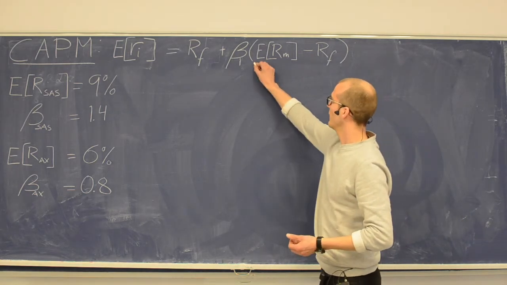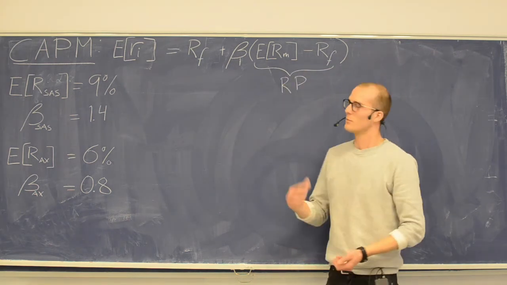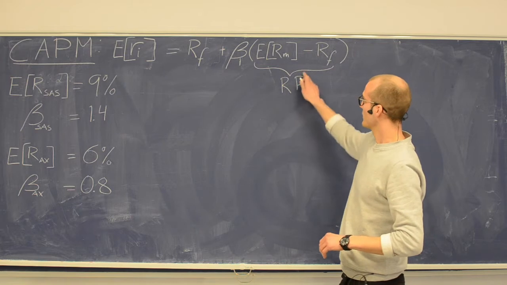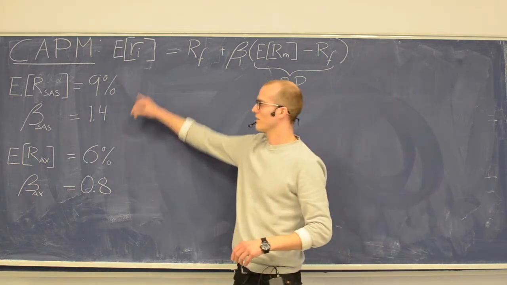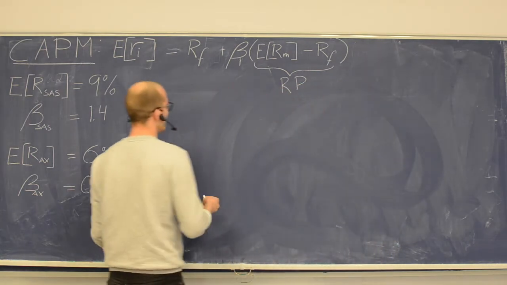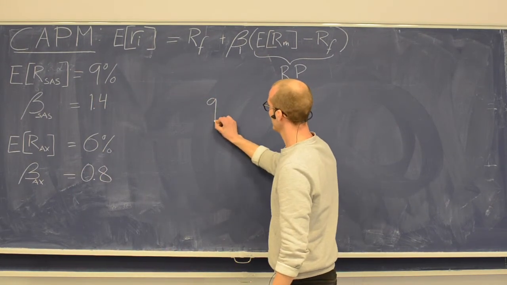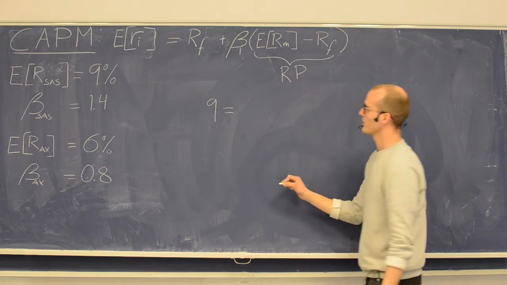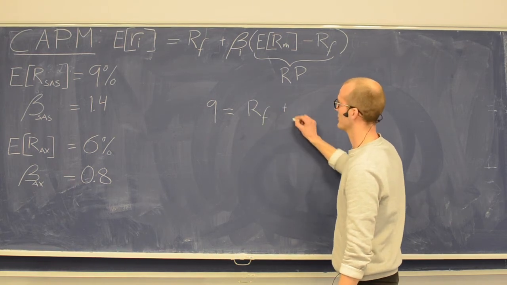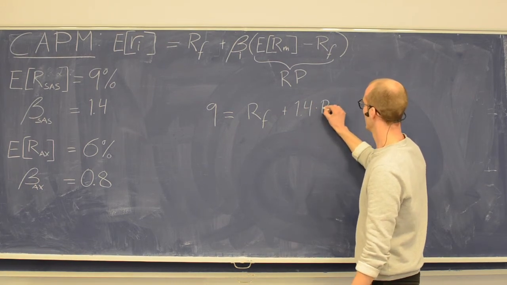I will start by defining what is called risk premium. We call it RP, which is basically the excess return over the risk-free rate. And using this instead, and inserting the numbers we already know, we can write up two equations. So we have the expected return of SAS, which is 9%, should, according to CAPM, be the risk-free rate of return plus beta, which is 1.4, times the risk premium.